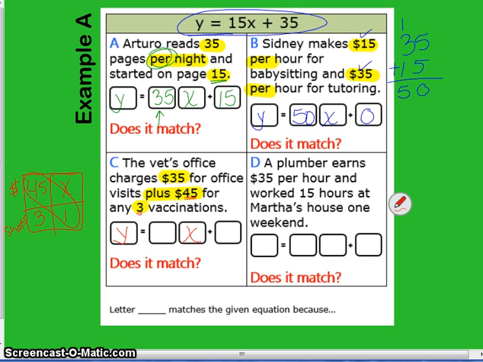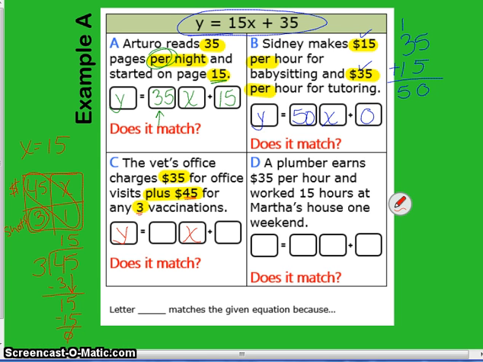So I cross multiply 45 times 1, and that gives me 45. Now I have to divide by 3. So 45 divided by 3. 3 goes into 4 one time. 4 minus 3 is 1. Bring down your 5. 3 goes into 15 5 times. So I know that x is equal to 15.